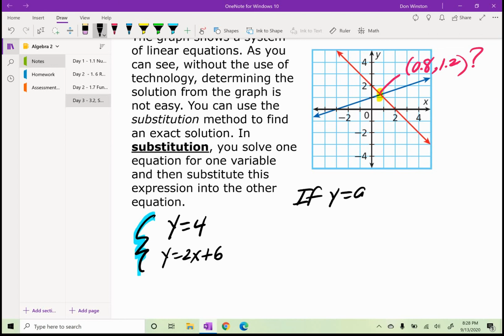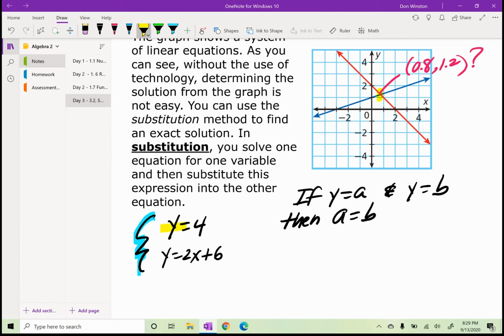If y equals a and y equals b, then we can say that a equals b. I mean, that much is obvious. So to solve this system of equations, y equals 4 and y is equal to 2x plus 6, all we have to do is substitute what y is into the other equation.